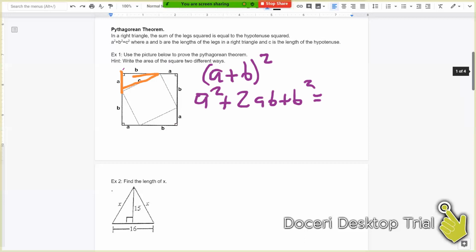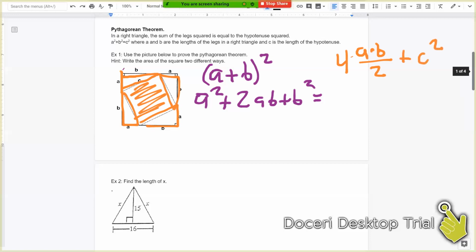Now, another way that we could express the area of this square is to write the area of these four triangles and then add the square in the middle. So there's four triangles where the base is a and the height is b. So 4 times ab, and then divide by 2, because base times height divided by 2 is the area of a triangle formula. Then add this middle area here, which is a square, so plus c squared. So that's going to simplify to 2ab plus c squared.